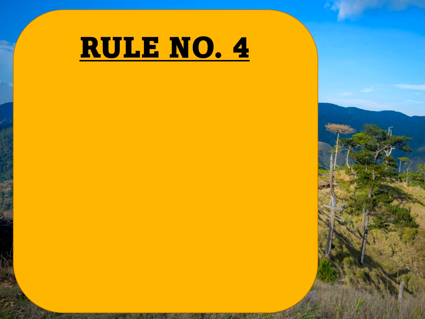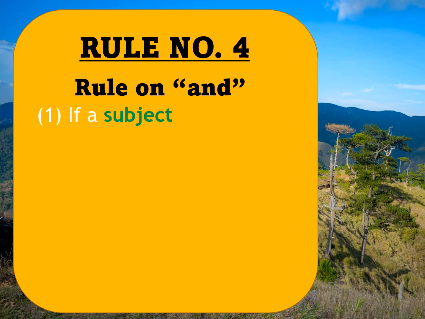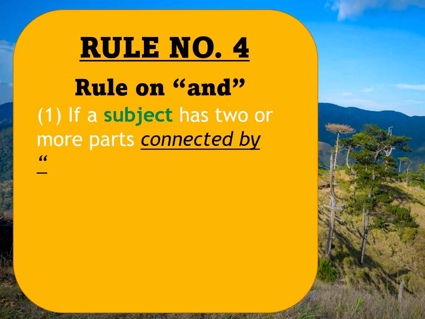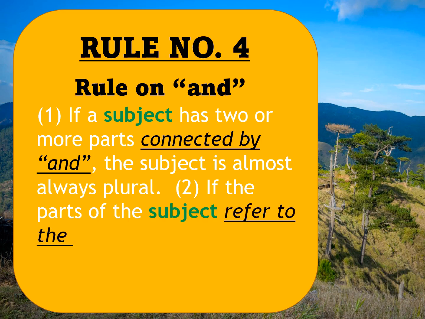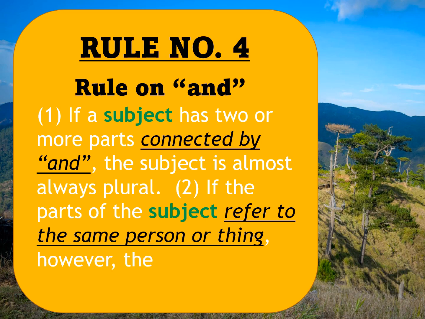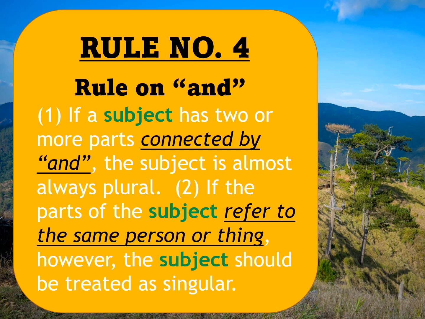Rule number 4. Rule on and. Number 1. If a subject has 2 or more parts connected by and, the subject is almost always plural. Number 2. If the parts of the subject refer to the same person or thing, however, the subject should be treated as singular.